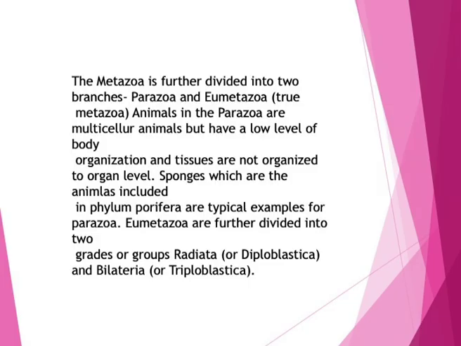The Metazoa is further divided into two branches, Parazoa and Eumetazoa, that is true Metazoa. Animals in the Parazoa are multicellular animals but have a low level of body organization and tissues are not organized to organ level. Sponges, which are the animals included in phylum Porifera, are typical examples for Parazoa. Eumetazoa are further divided into two grades or groups, Radiata or diploblastic and Bilateria or triploblastic.